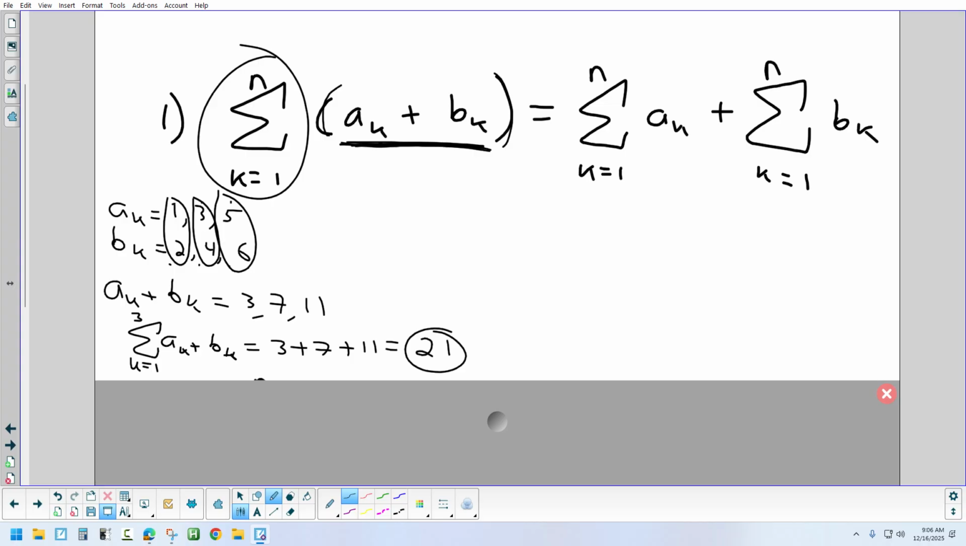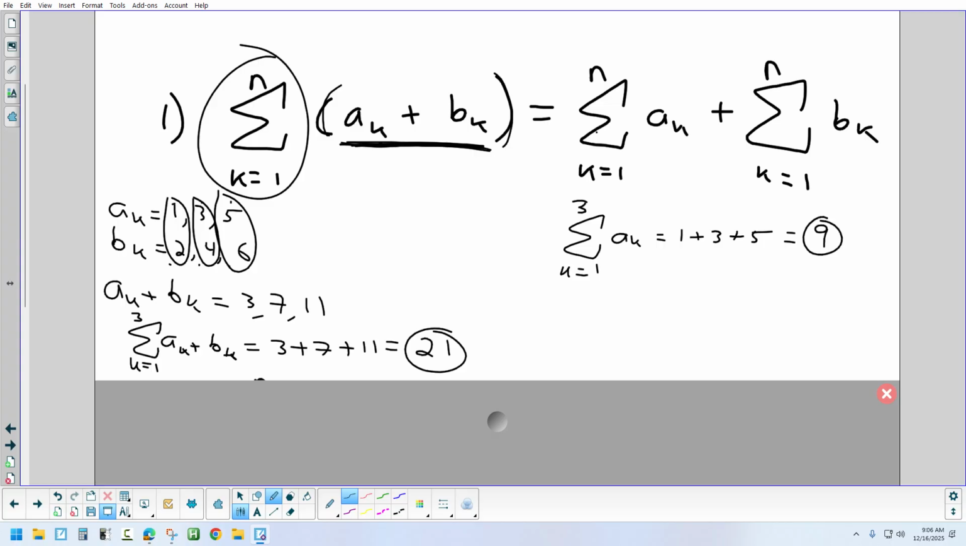Now I'm going to do it the way that's on the right. For the way that's on the right, we're doing it in a little bit different order. First, it says add up everything in sequence A. Sequence A is 1, 3, 5. What does 1 plus 3 plus 5 give me? 9.